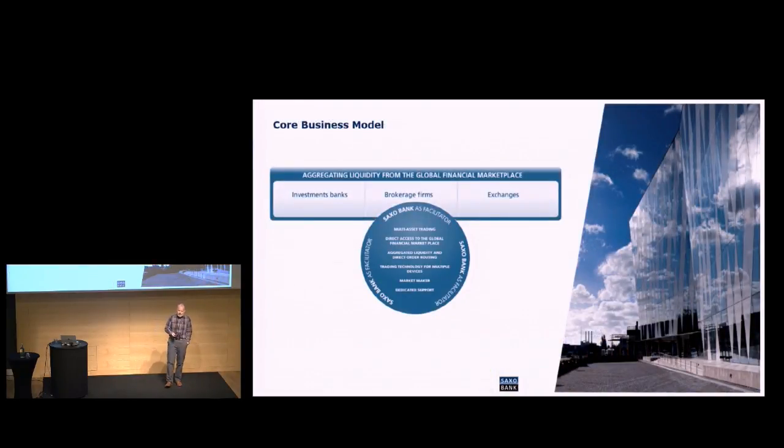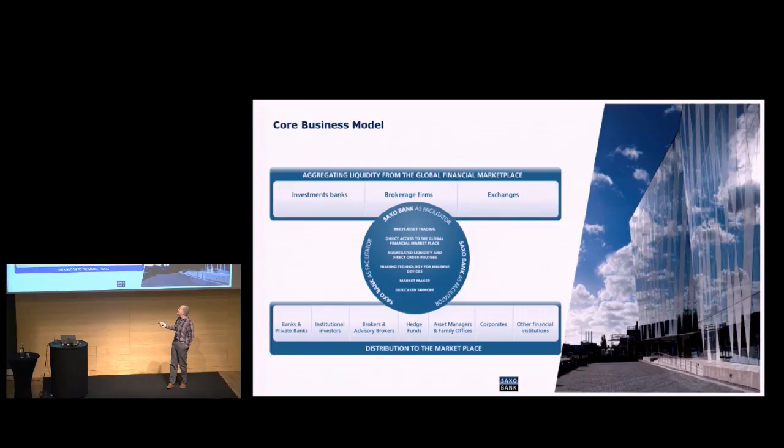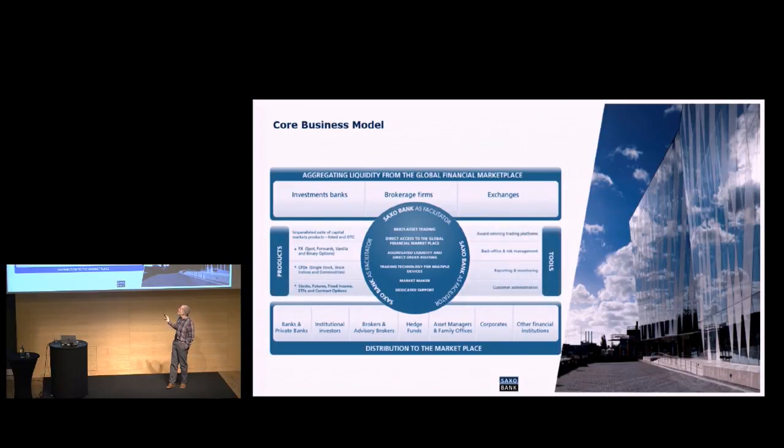So the business model is essentially we're taking liquidity from the market, and we're providing that to end clients globally. A lot of products, and there is also back office risk management and other stuff. So that's broadly the business model, and then we essentially make money on commissions and other fees related to your trading.